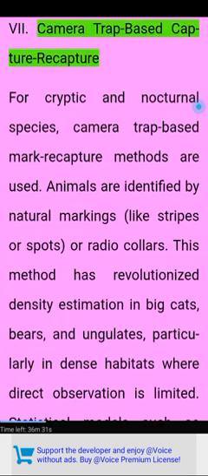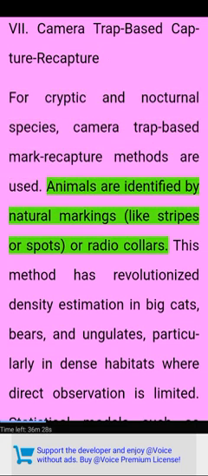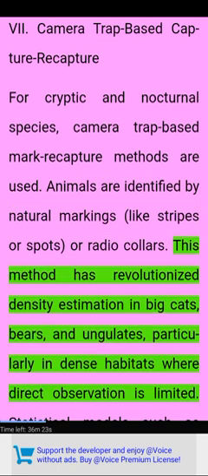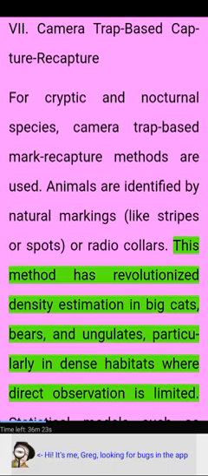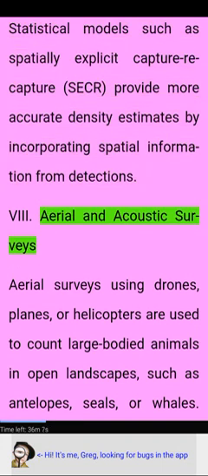7. Camera trap-based capture-recapture. For cryptic and nocturnal species, camera trap-based mark-recapture methods are used. Animals are identified by natural markings like stripes or spots, or by radio collars. This method has revolutionized density estimation in big cats, bears, and ungulates, particularly in dense habitats where direct observation is limited. Statistical models such as spatially explicit capture-recapture (SECR) provide more accurate density estimates by incorporating spatial information from detections.